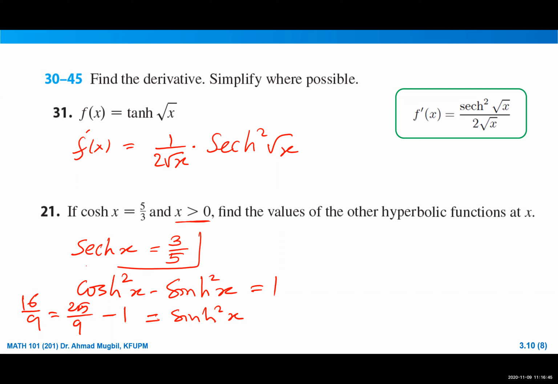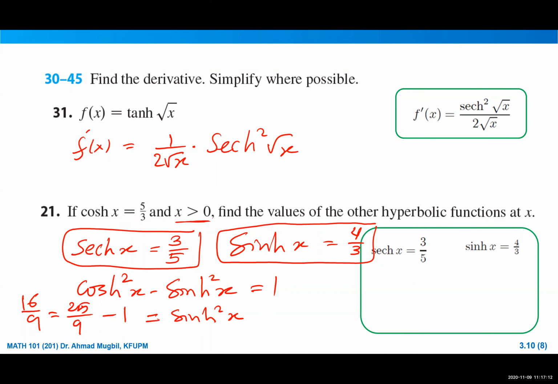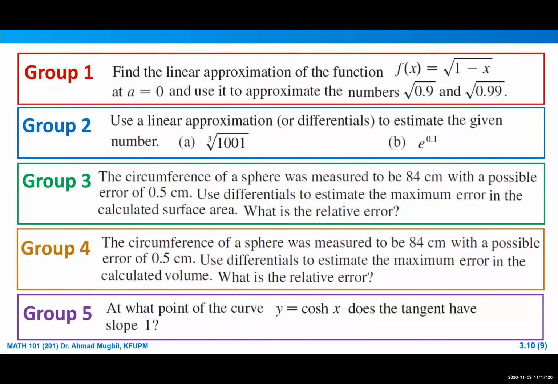So this is the first one that we obtained. This means that sine hyperbolic x is equal to what? 4 over 3. Now you can have all the others easily. Now you can have cosecant hyperbolic, 3 over 4. The tan will be sine hyperbolic over cosine hyperbolic. If you have sine and cosine hyperbolic functions, you can have the others easily. You can just take the reciprocal, divide sine by cosine, and so on.